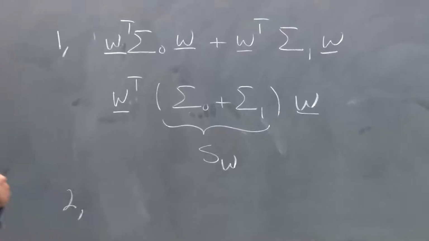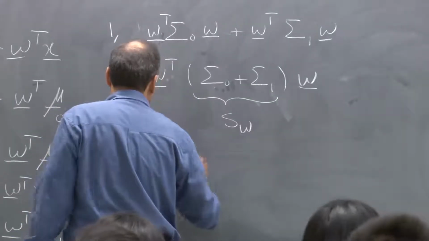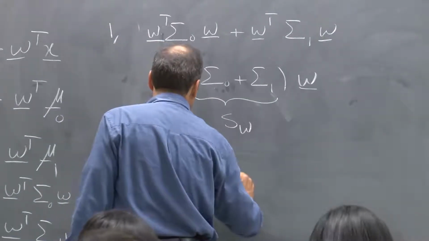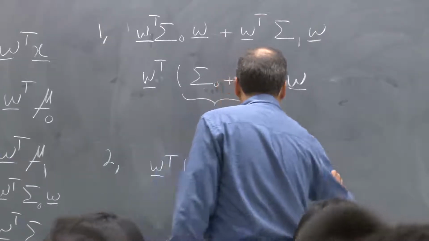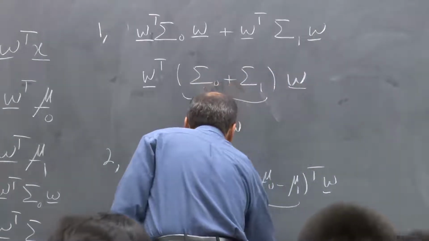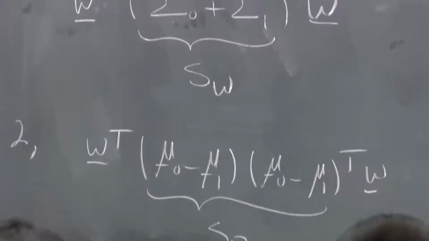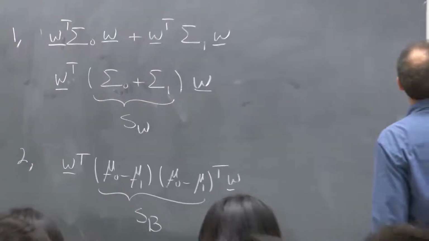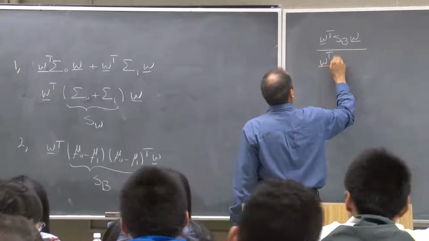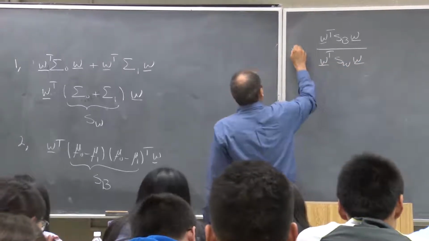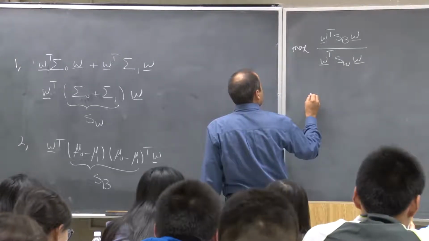And another goal was to take classes far apart. And it turned out that we can write it as W transpose (mu0 minus mu1)(mu0 minus mu1) transpose W. And we call this SB, between class covariance. And we wanted to maximize this and minimize this. So we had an objective function of this form.